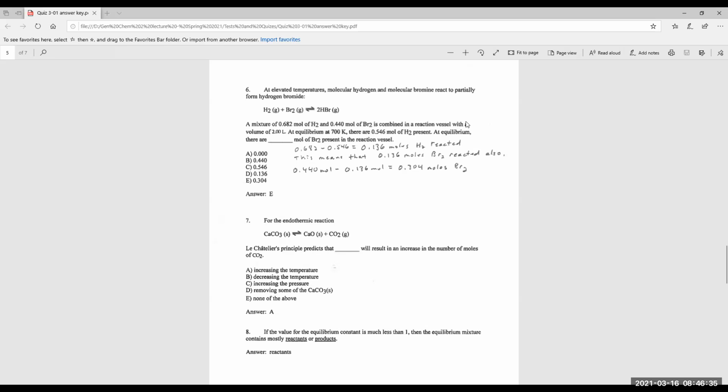Okay, so number 7. For the endothermic reaction, calcium carbonate going to calcium oxide plus CO2, Le Chatelier's principle predicts that what will result in an increase in the number of moles of CO2. Of the choices we had, the one that will give you an increase because it's endothermic is increasing the temperature. So remember, endothermic means you have to put energy into it to make it go. Temperature, heat, obviously, is energy. And so it's like adding more reactant to it. So you add more reactant, it shifts that equilibrium.